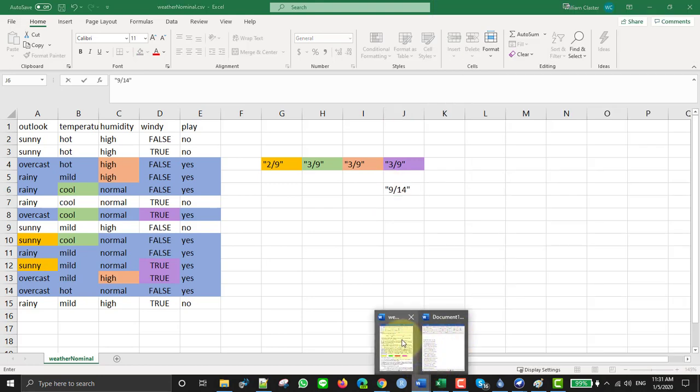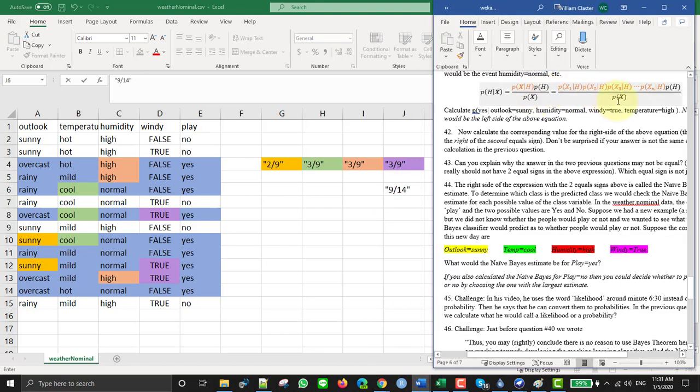Then we would need the probability of X. This is the prior probability of the evidence, of the inputs. Now here we run into the problem that we mentioned before. That is, we have to find at least one case where Outlook is sunny, temperature is cool, humidity is high, and windy is true. Now this is a subtle point, the way we're going to deal with this. But first let's just see if there is.